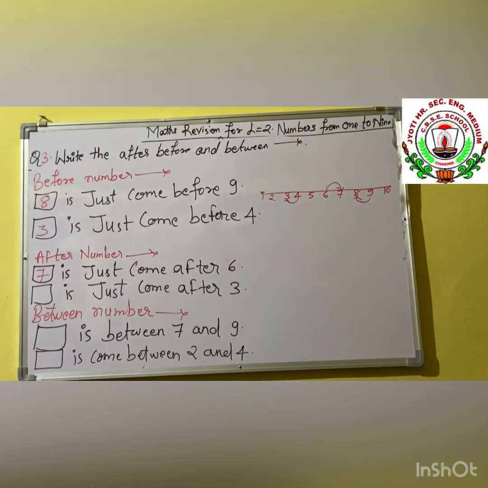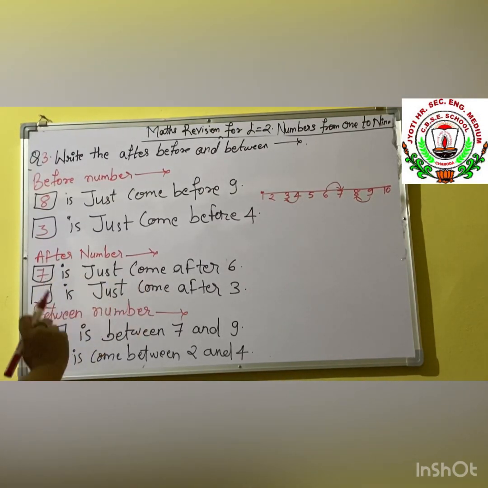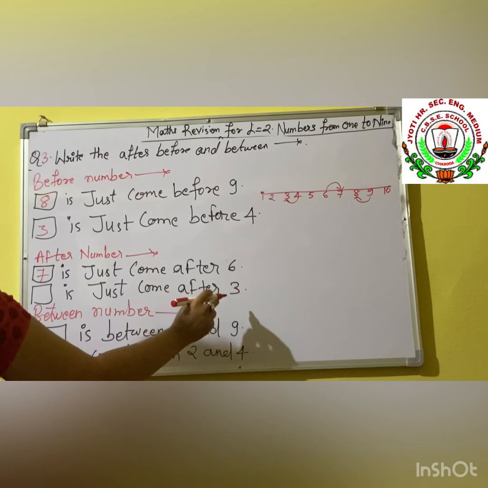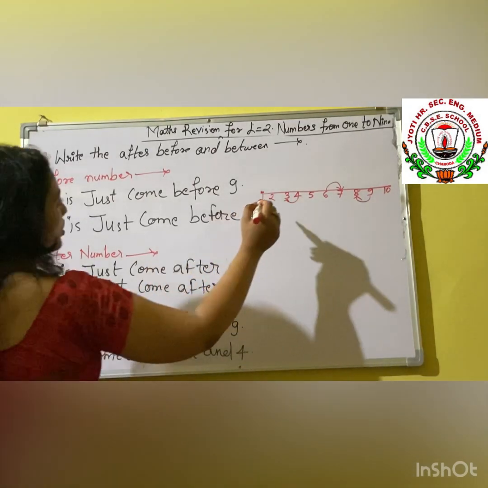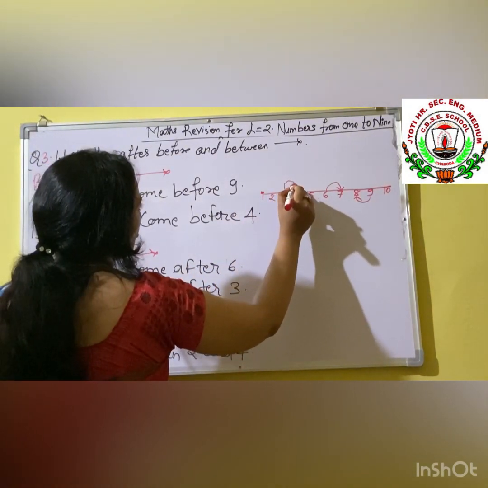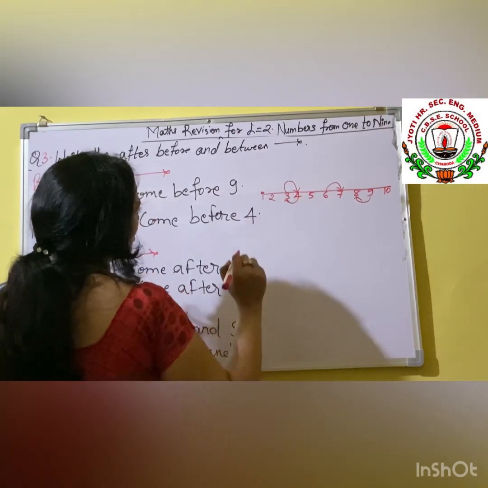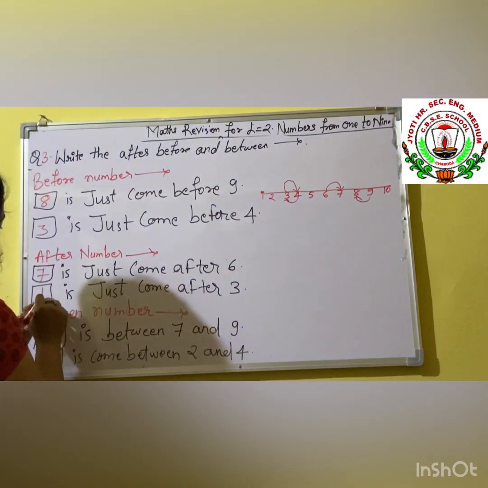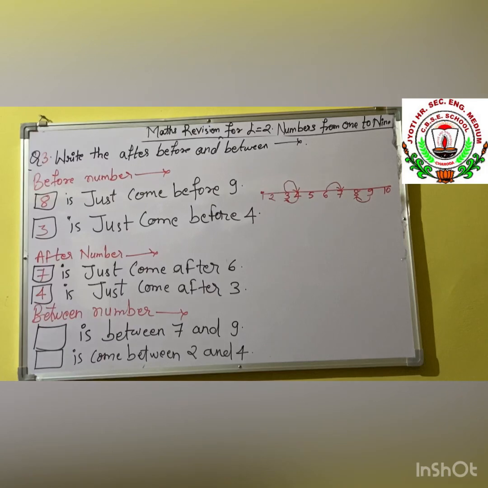6, then 7. Then dash just comes after 3. So after 3, which number is coming? Here we have to move towards the right hand. So this is our answer: 4 just comes after 3.